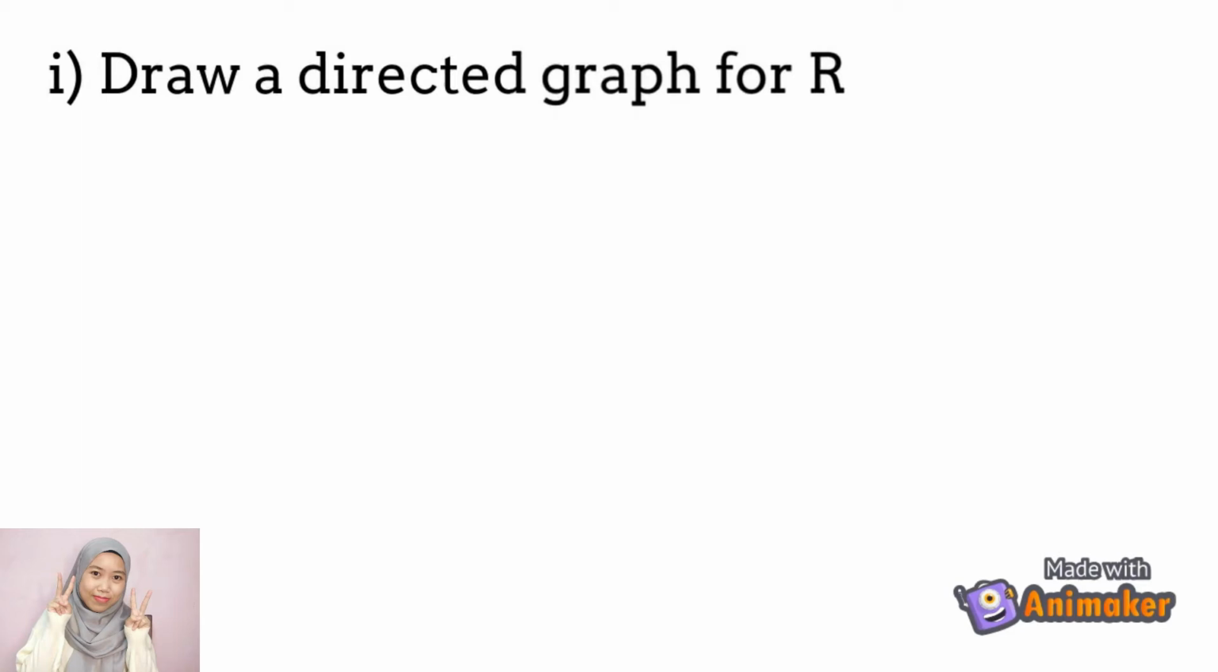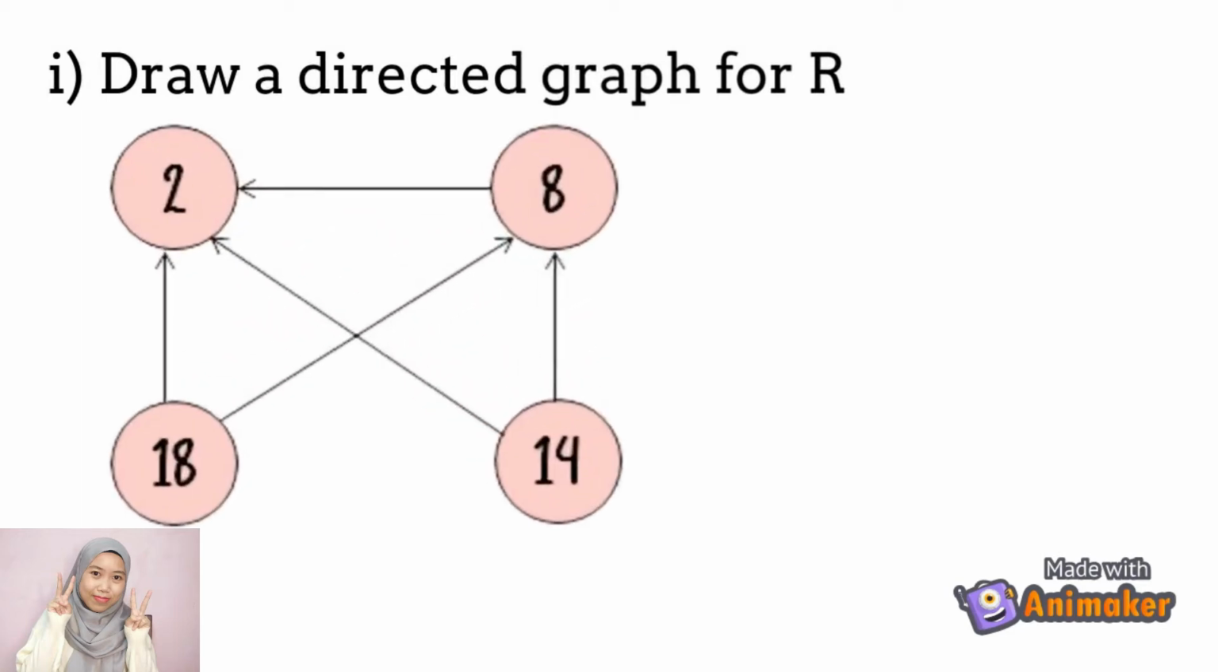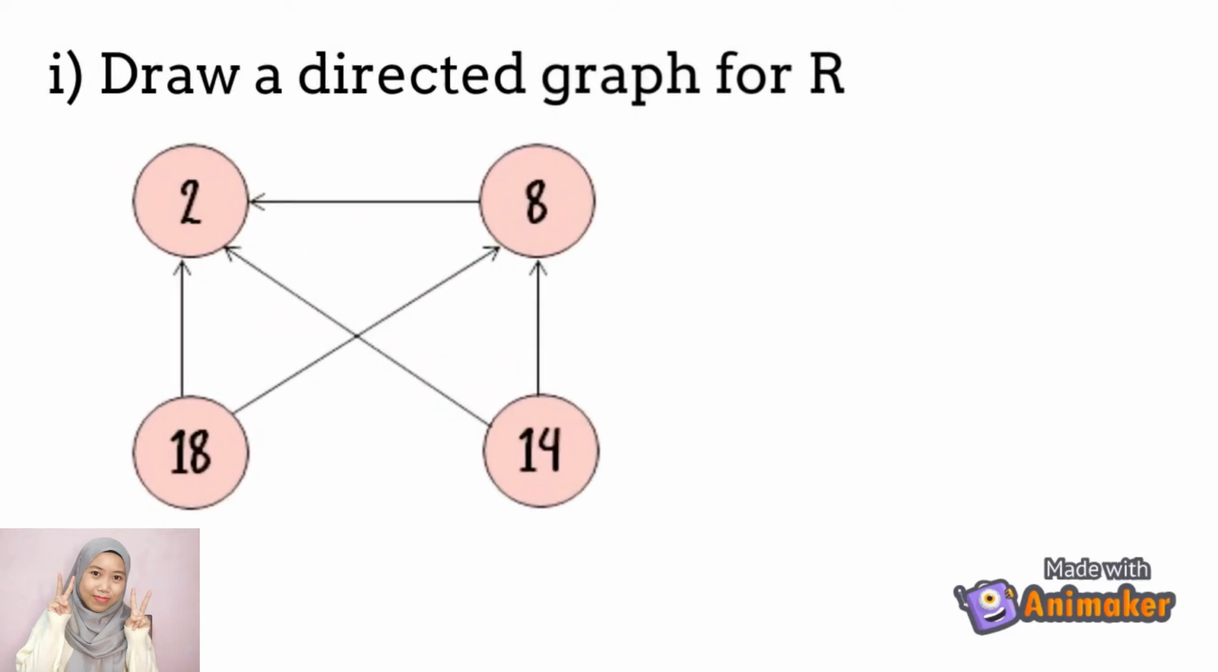For the first question, to draw the directed graph, we need to draw all the vertices of R, which are 2, 8, 14 and 18, then connect each vertex to its partner. We have to connect the vertices with arcs: 8 to 2, 14 to 2, 14 to 8, 18 to 2 and 18 to 8.